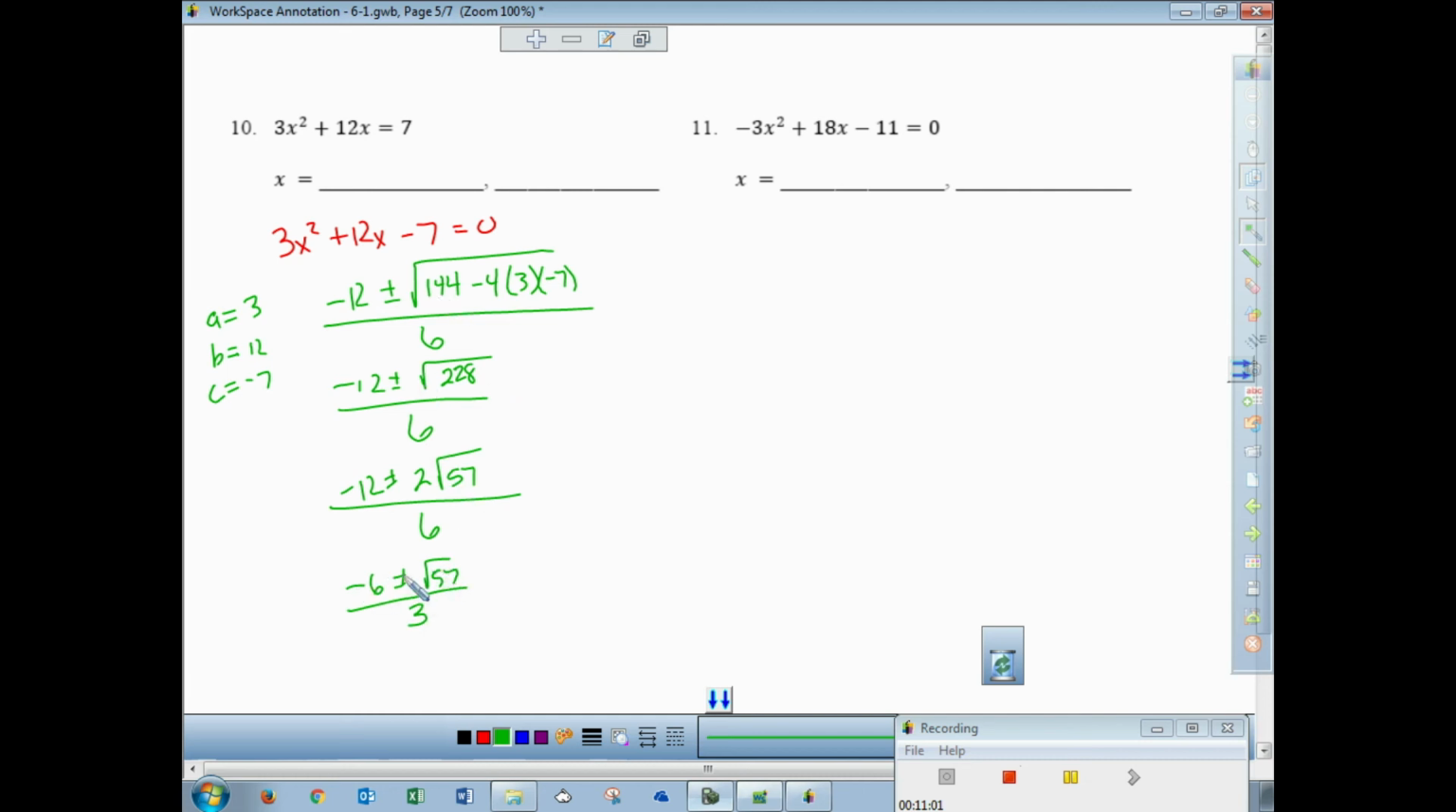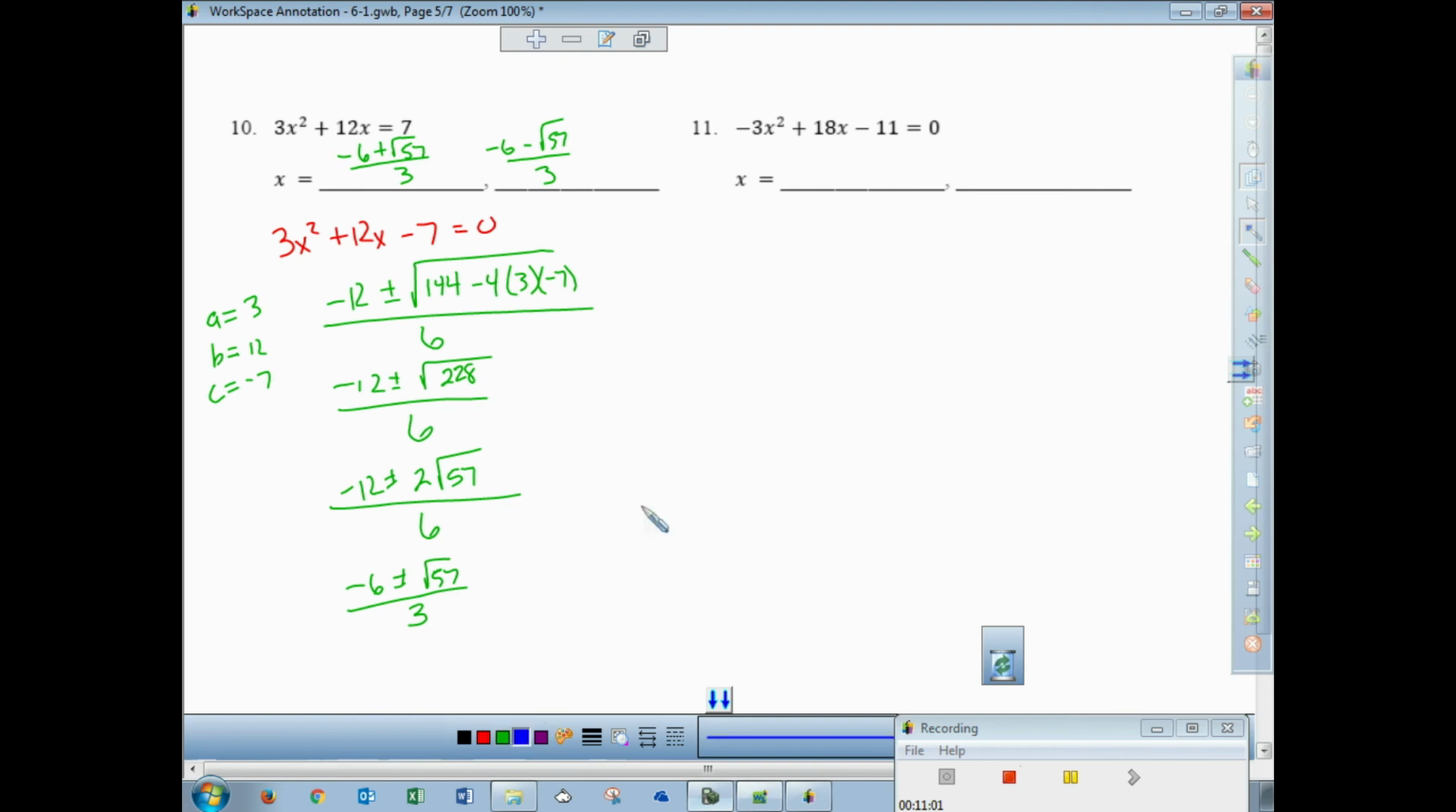The triangle does not reduce anymore. People are like, well, don't those cancel or reduce? Not really, because you've got more than one term up here in the numerator. So negative 6 plus the square root of 57 all over 3. Negative 6 minus the square root of 57 all over 3.